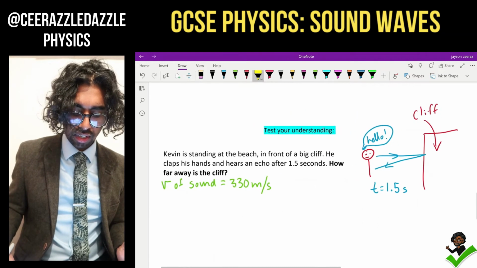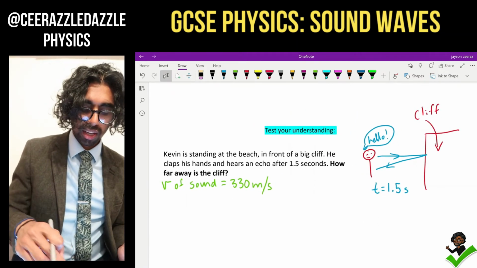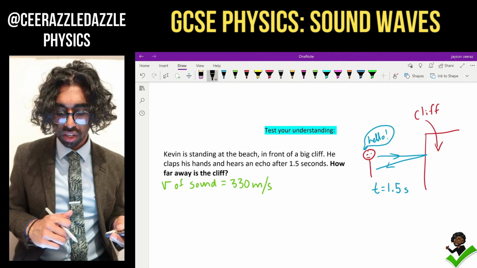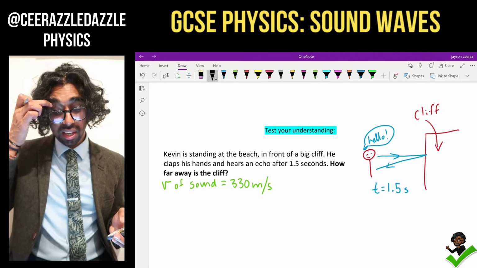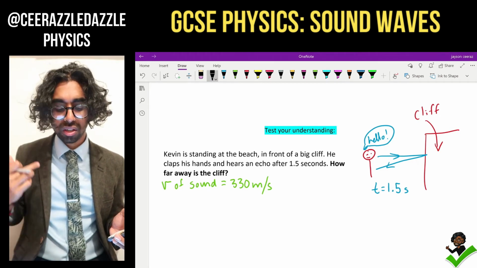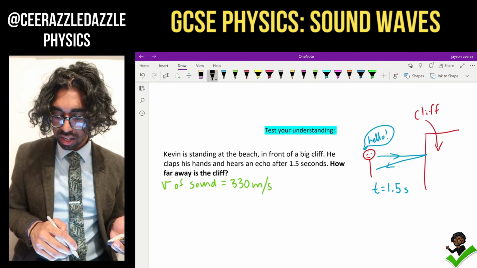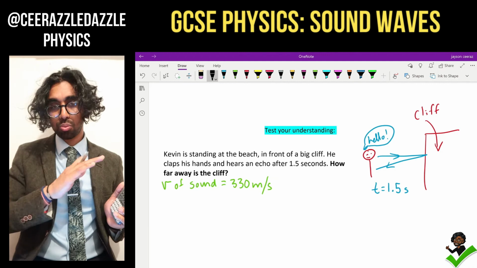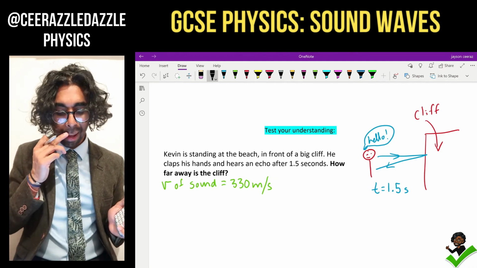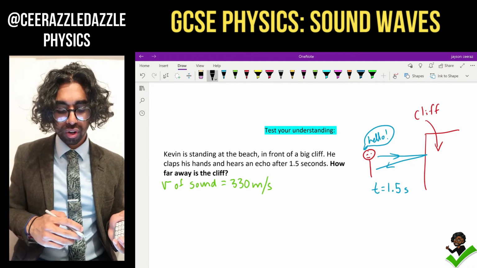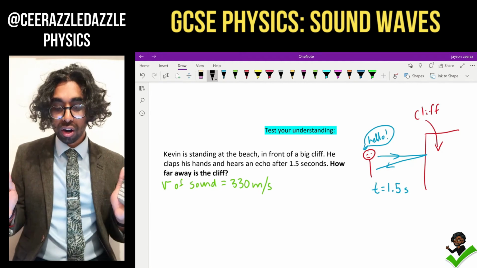Test your understanding. Right, so we have the following question. Kevin is standing at the beach in front of a big cliff. He claps his hands and hears an echo after 1.5 seconds. How far away is the cliff? So he claps his hand, it takes 1.5 seconds for the echo to come back, and the speed of sound is 340. How far away is the cliff?